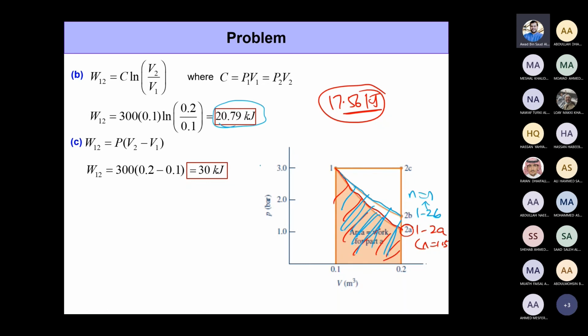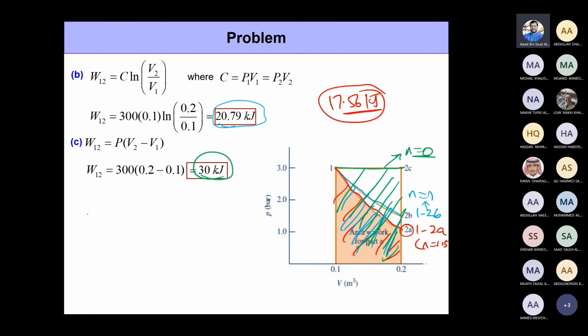And lastly, we said, okay, n equal to 1 looks good, but we want to increase the work output even more for the same change in volume. So the only option available to us was to make it a constant pressure process. If we made it a constant pressure process, then it moves along 1 to 2C. So this is for a case where n is equal to 0. And here, of course, the work output is pretty large. It is the area of this rectangle, pressure times delta V. So now the work output is 30 kilojoules.